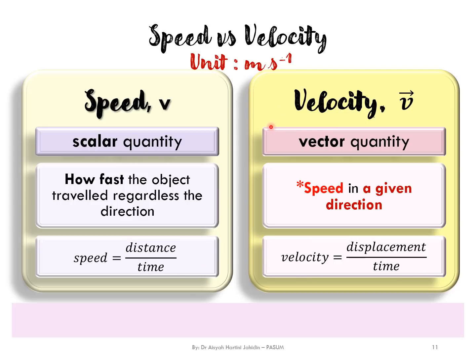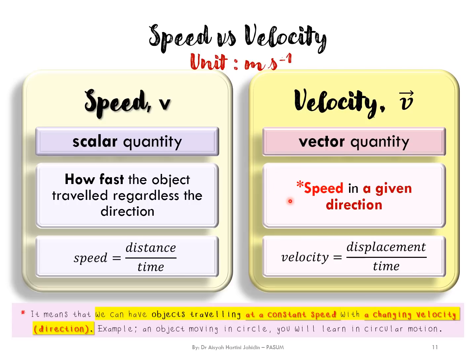Velocity is a vector quantity which refers to the speed in a given direction. Velocity is displacement over time. At this point, it means that we can also have an object travelling at a constant speed with a changing velocity, in terms of direction. This is a concept that you will learn later in circular motion.